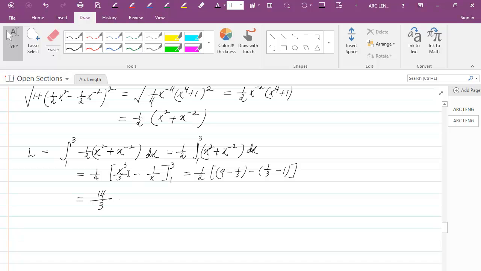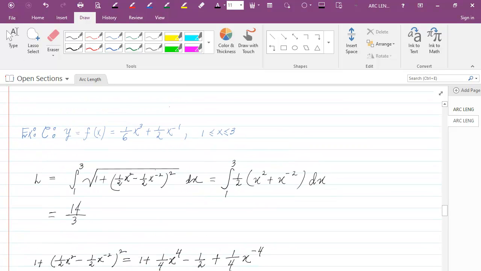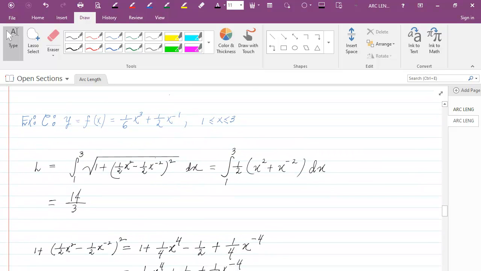So if I plug in 3, we get 27/3 here, so that's 9, minus a third. If I plug in 1, I get 1/3 minus a 1, and then if I simplify that, I get 14/3. So we see that the length of this curve is 14 divided by 3.